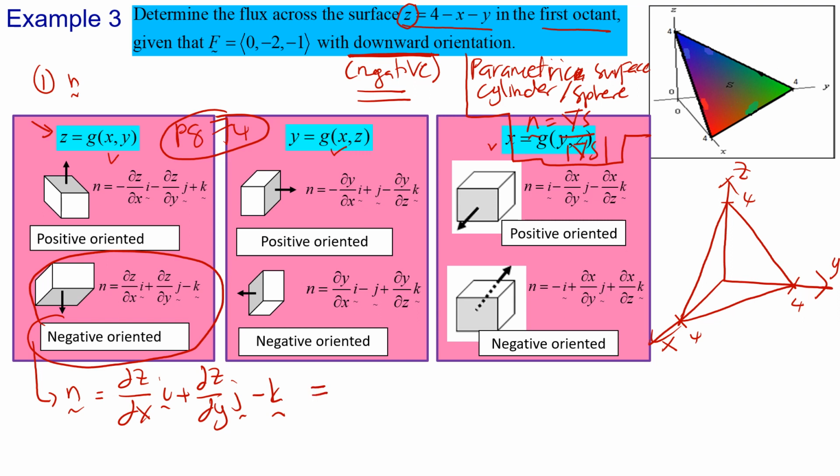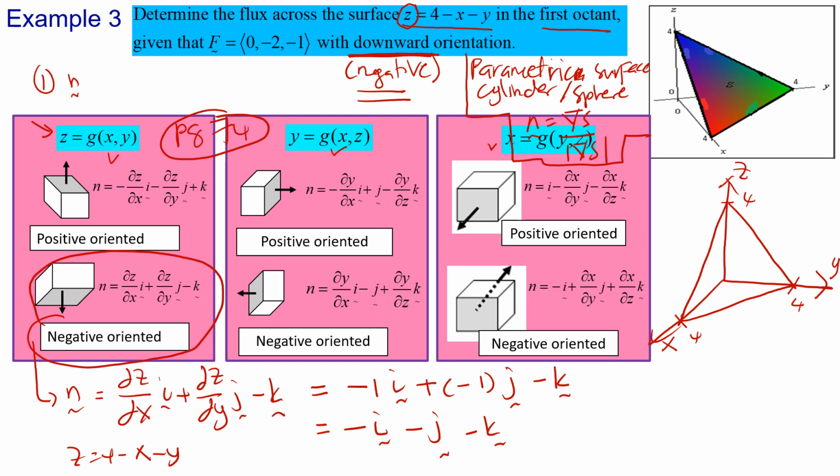Partially differentiate z with respect to x. We have z equal to 4 minus x minus y. Partial derivative with respect to x is negative 1, i. Plus partial derivative of z with respect to y is negative 1 as well, j. And then you just put k. So it is equivalent to negative i minus j minus k. Very easy, just follow the formula.